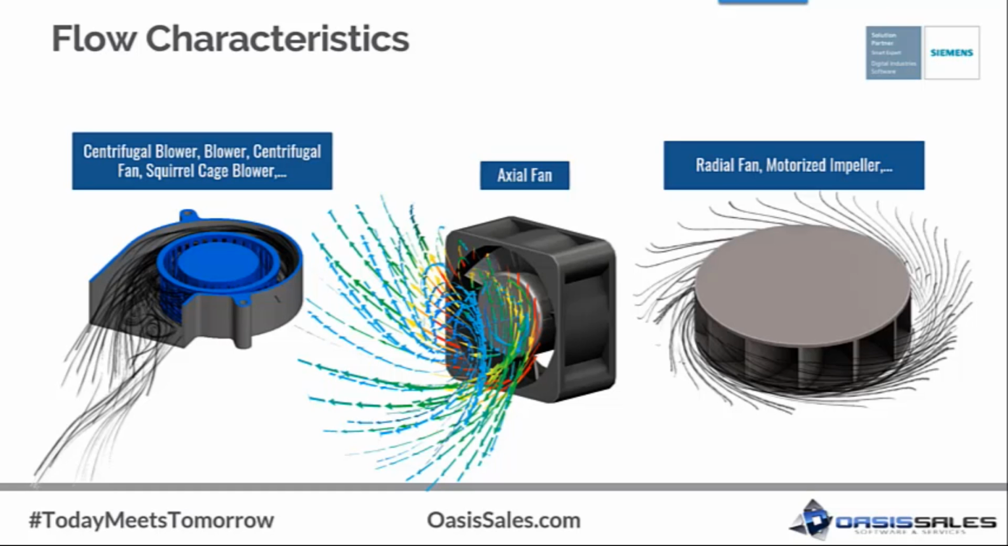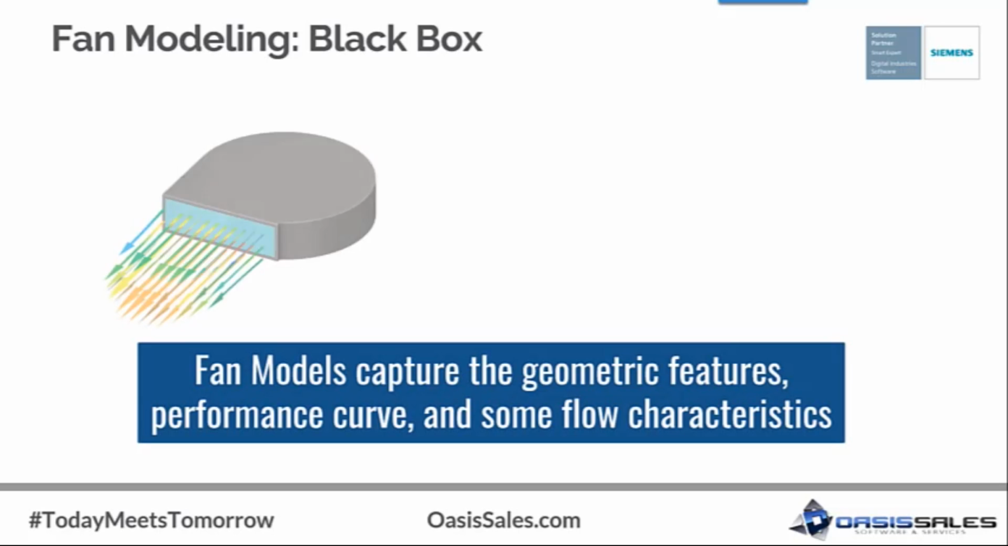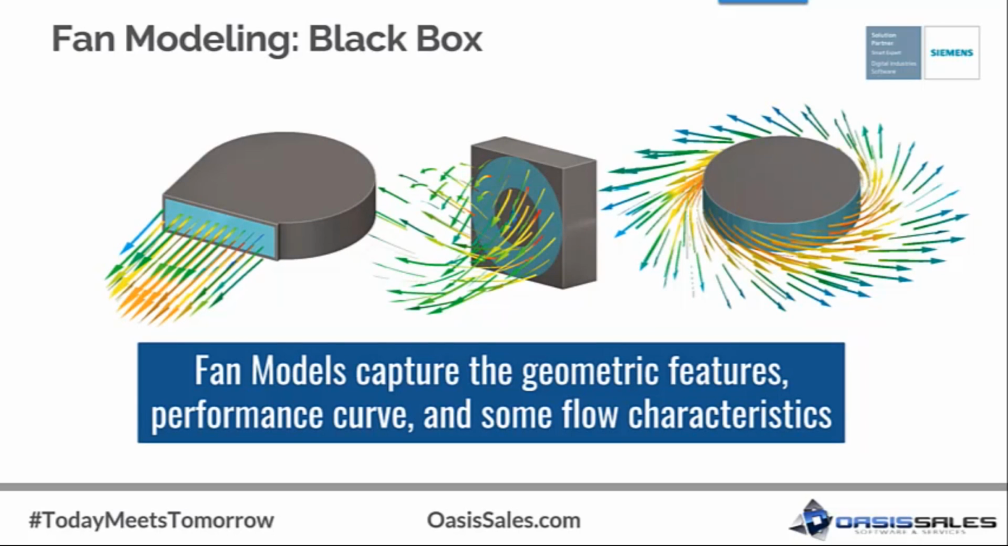That leads us to fan modeling, starting with the black box approach. One aspect of this approach is to capture some of the characteristics of the exit velocity in addition to the geometric and fan performance characteristics. The benefit is a low computational cost, and it takes advantage of all the information that is typically available to a system integrator. The images shown are taken from FloTHERM XT using the centrifugal fan and radial fan smart parts and give you an idea of what the exit velocity looks like.